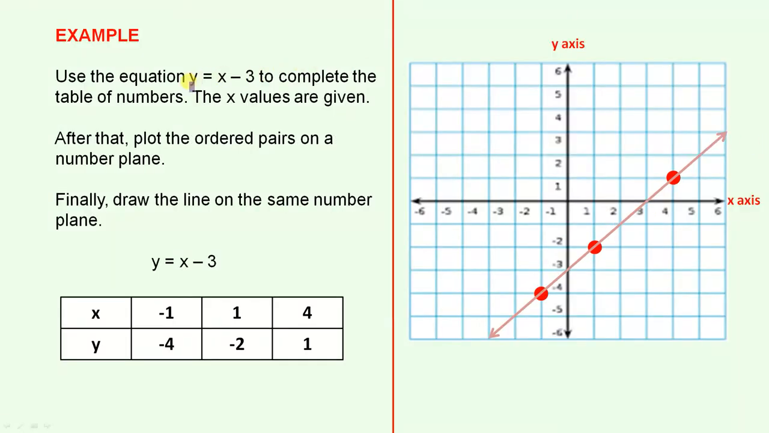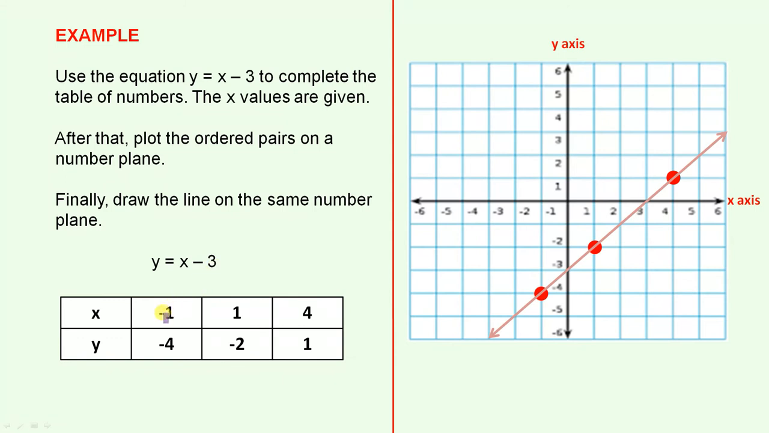So with this example, we're going to use the equation y equals x minus 3 to complete the table of numbers. The x values are given, so I've given you minus 1, 1 and 4 for the x values. After that, plot the ordered pairs on a number plane, and finally draw the line on the same number plane. So here's the equation of y equals x minus 3.